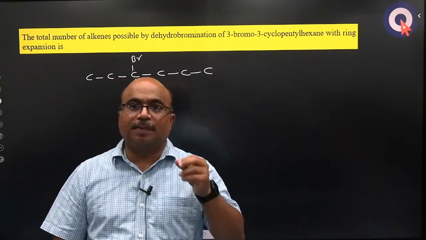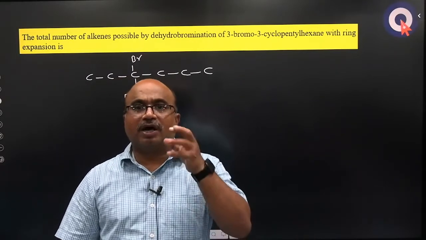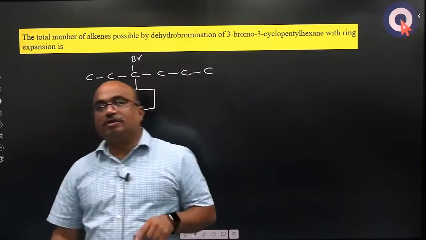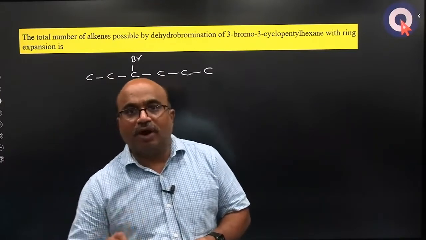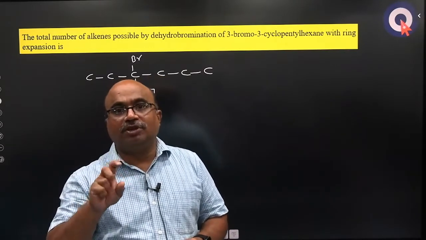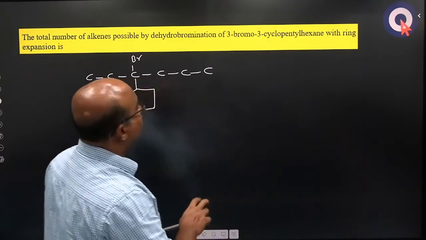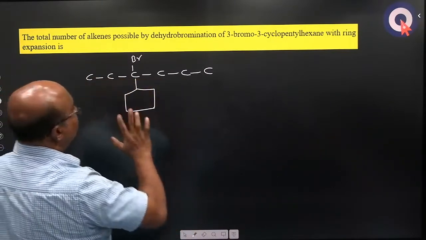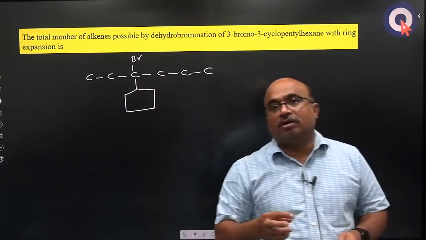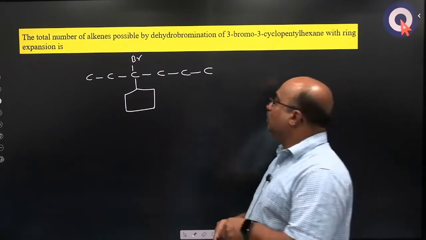So whenever products are asked, number of alkenes are asked, number of alcohols are asked, any compound is asked, we have to always consider stereo by default. So even if you are having possible stereoisomers, you have to count them. But what he is saying is that ring expansion is also there. Possible by dehydrobromination with a ring expansion that should exist. So what do you see?